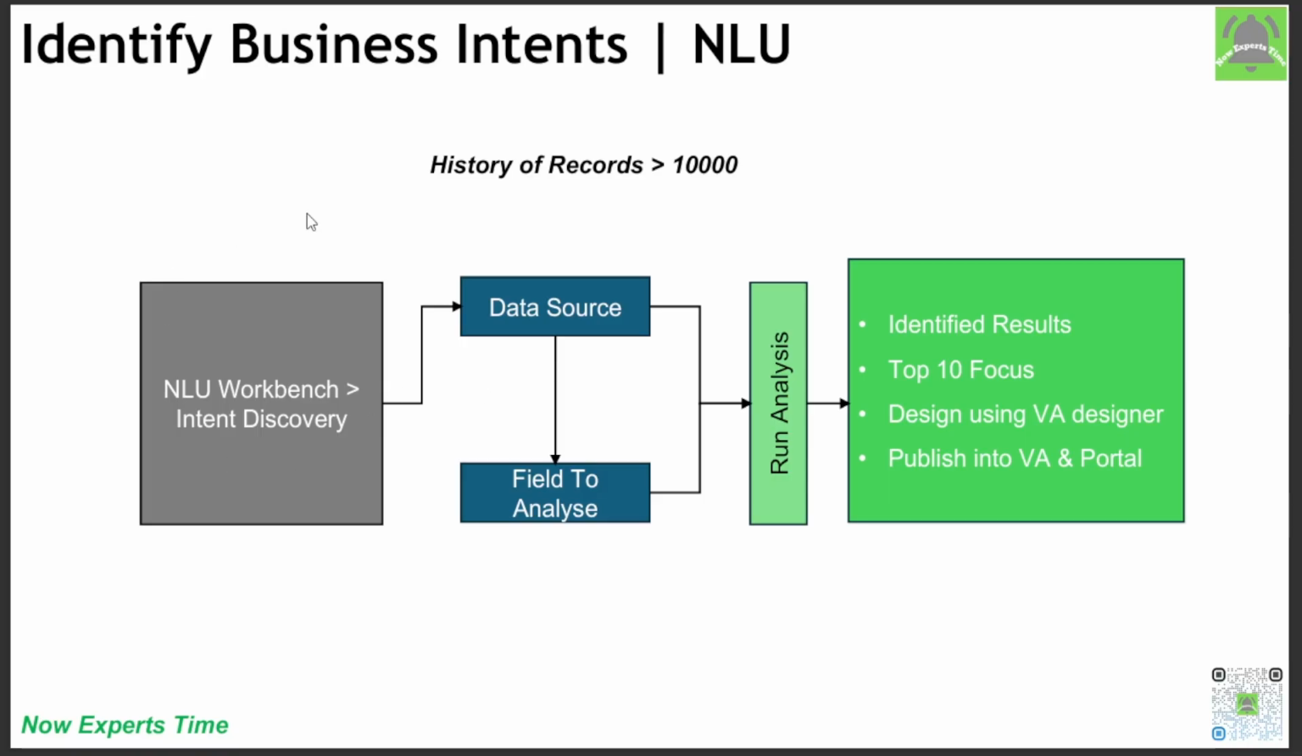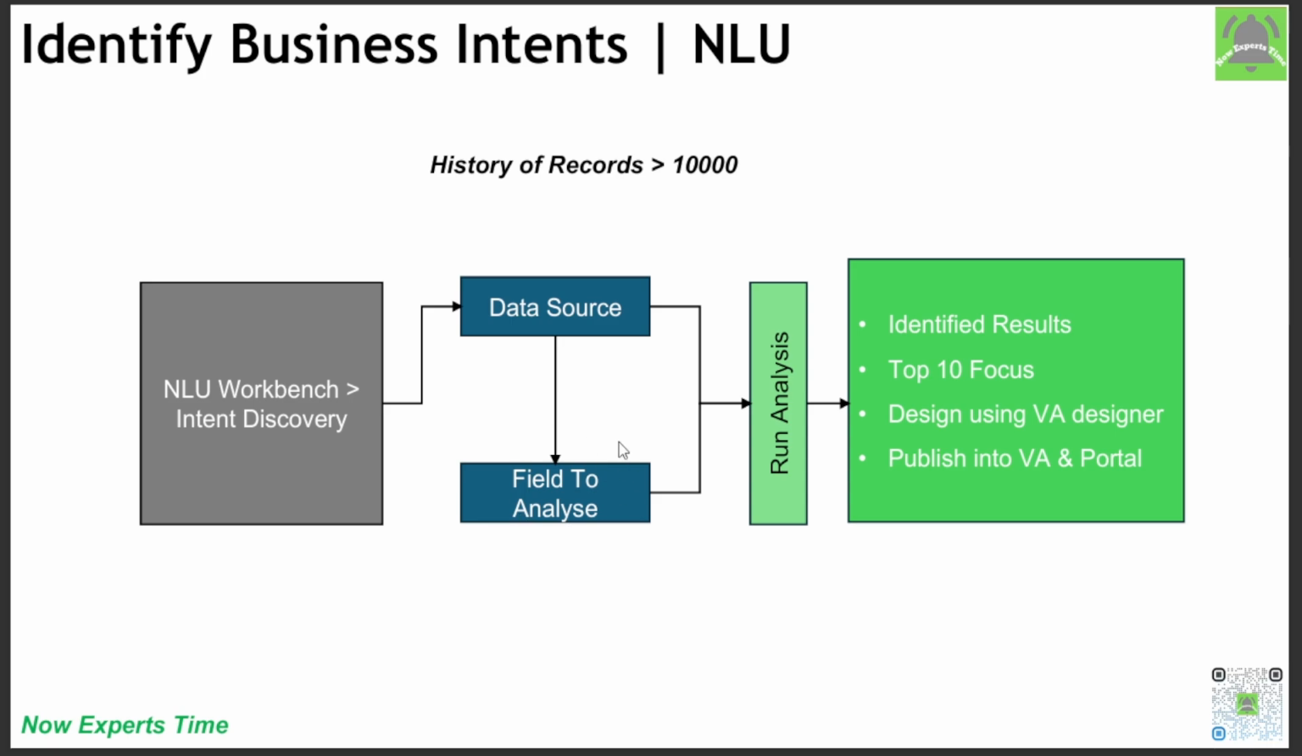So this is a simple diagram to understand your NLU. First you go to the Intent Discovery area under NLU Workbench. Then you need to find the data source. The data source means a part of your incident table, service request table, change table, or problem table. Identify which table is required and select it. Under this table, which field do I need to analyze? Mostly we use the short description of the ticket to find the relevant information or intents. So you select the short description.